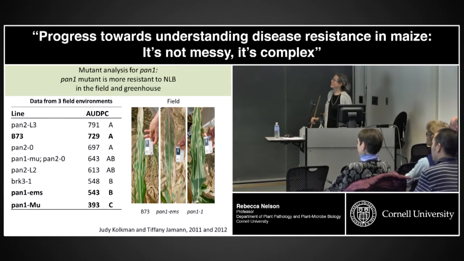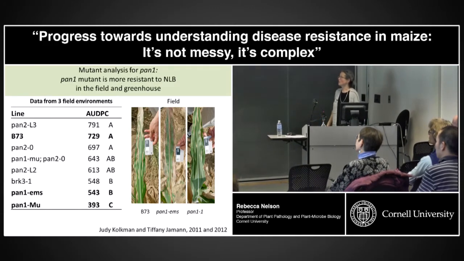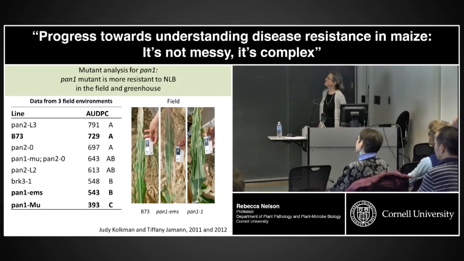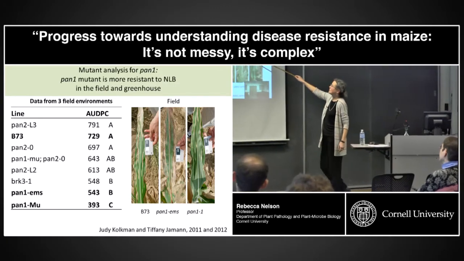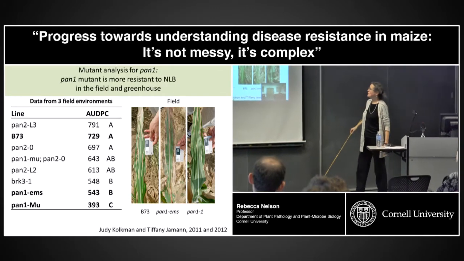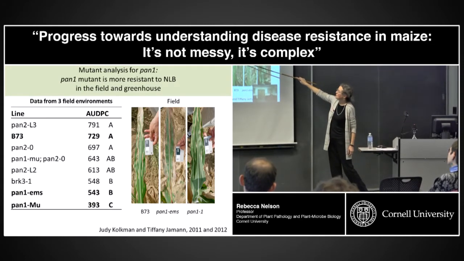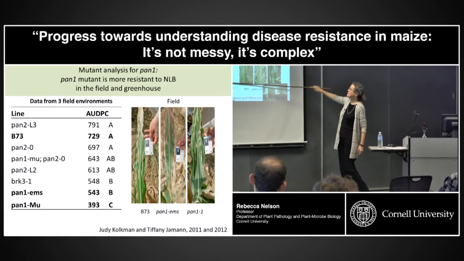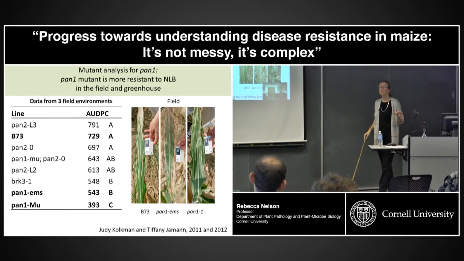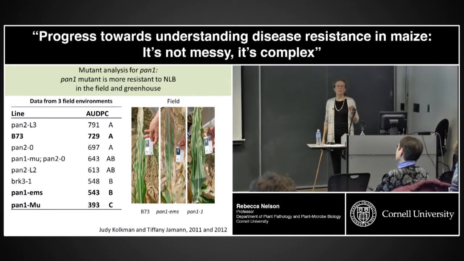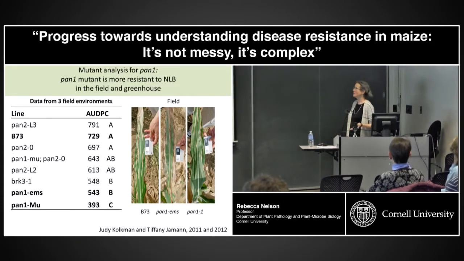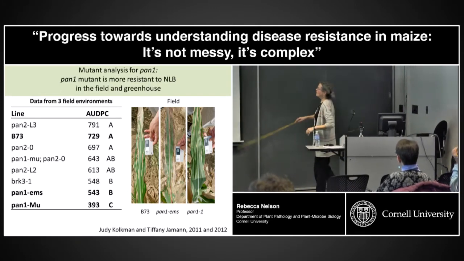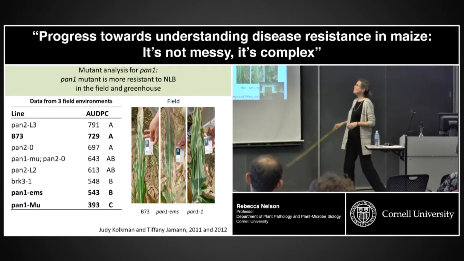We've done quite a bit of inoculation work with our lab and also Gillian Turgeon's upstairs and Peter Balint-Kurti's lab in North Carolina, and I'll summarize those results here. This is from Tiffany and Judy's work. They got three field tests here, comparing B73 with these two PAN1 mutants. You get about half as much disease in the mutants, so the mutants are more resistant. That was a surprise, because Lori Smith, the cell biologist, had asked us to do the inoculations thinking the mutants might be more susceptible, but in fact they're considerably more resistant here.